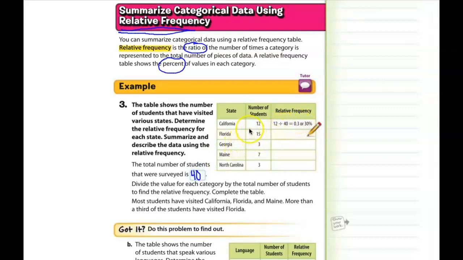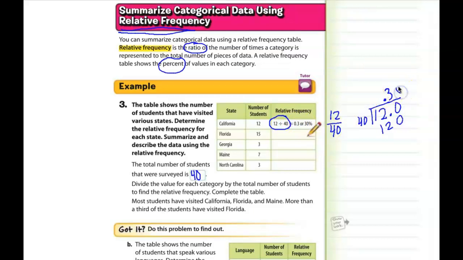Okay, so to discover the relative frequency, 12 of the 40 students had visited California, and it shows right here how to make that into a decimal. We are going to divide the number 12 by the number 40, and we are going to have to actually annex a 0 here, so make that 120. And then we have, well, 40 can't go into the 12, so 40 can go into 120 3 times because 40 times 3 is 120. So that's where we get this 0.3.